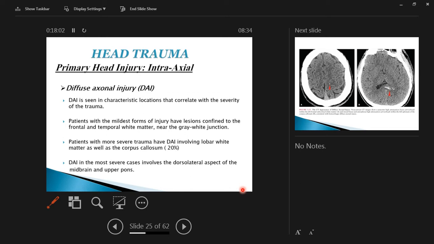Those with a mild form of diffuse axonal injury have lesions confined to the frontal and temporal white matter near the gray-white matter junction. Those with more severe trauma have lesions involving lobar white matter as well as the corpus callosum. The corpus callosum is involved in 20%. In the most severe cases, diffuse axonal injury involves the dorsolateral aspect of the midbrain and upper pons.